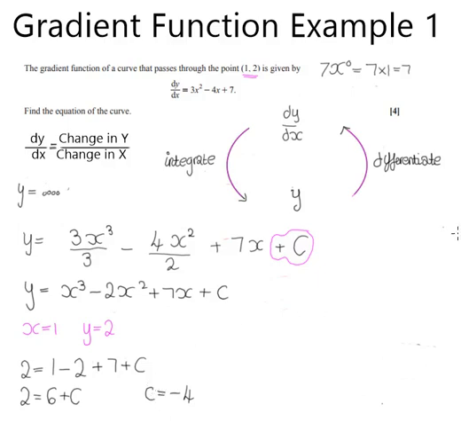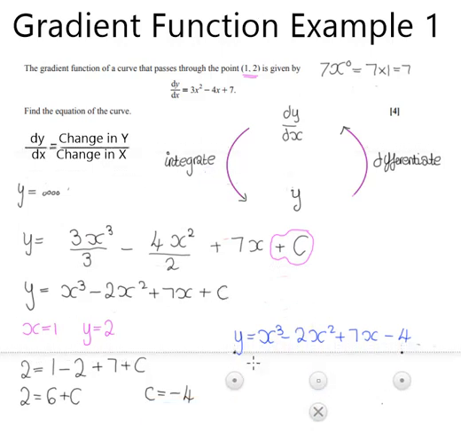Okay, so my last step, I'm just going to change my colour here so it's all bold. My last step is when c is equal to minus 4, we're going to plug this into here. So y is equal to x cubed minus 2x squared plus 7x minus 4. Okay, and we're done. We found an equation which is y equals, and therefore we know we found the equation of the curve. Brilliant.